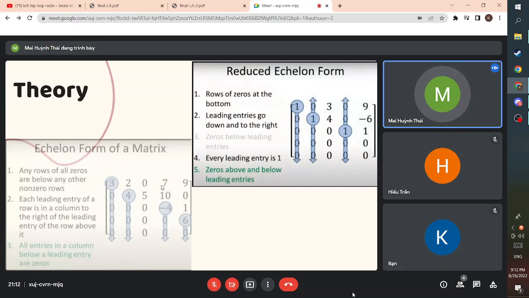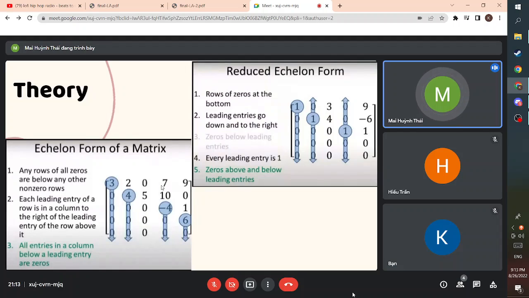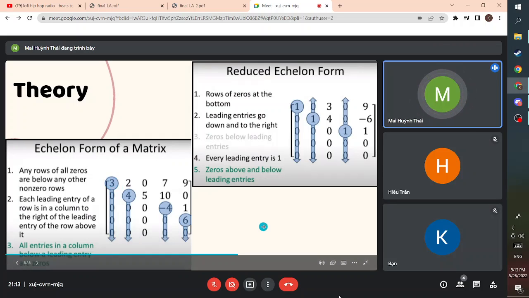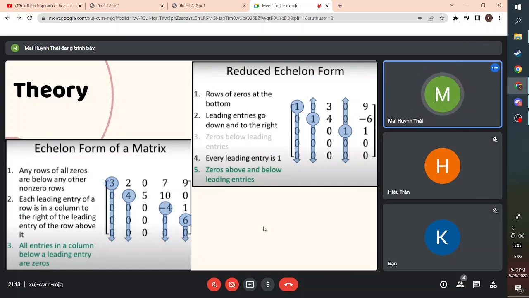The second one is the echelon form of the matrix. As we see right here, we have three conditions for this one, and you can read that. But it's simply that the leading entry of each row is to the right of the previous one, the non-zero entry of that row, and the reduced echelon form is stricter than the previous one.